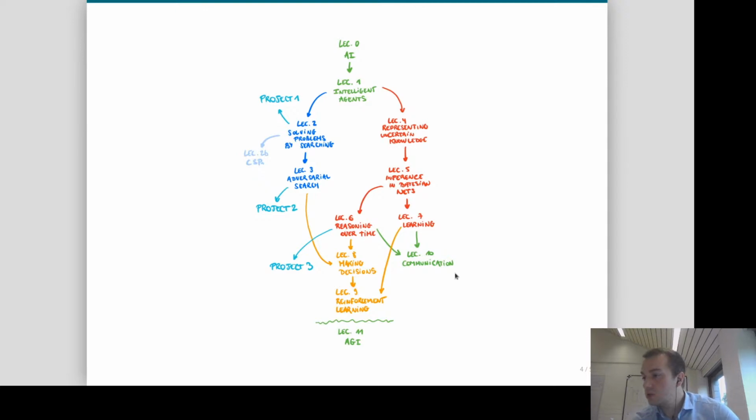Okay, so I see there are 2 or 3 questions in the chat, sorry for the delay. So the projects are solo or in groups. You will be able to work in groups of up to 2 or 3 students, I don't remember, but yes, you will be able to work in groups.